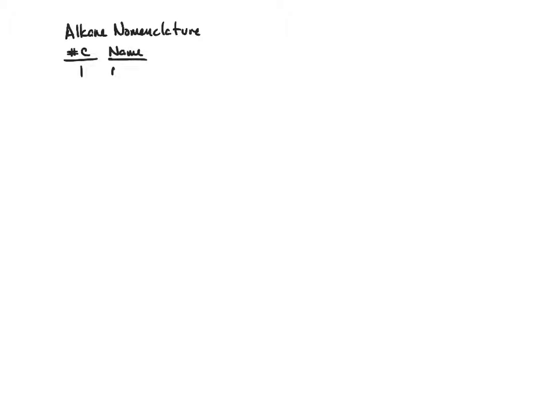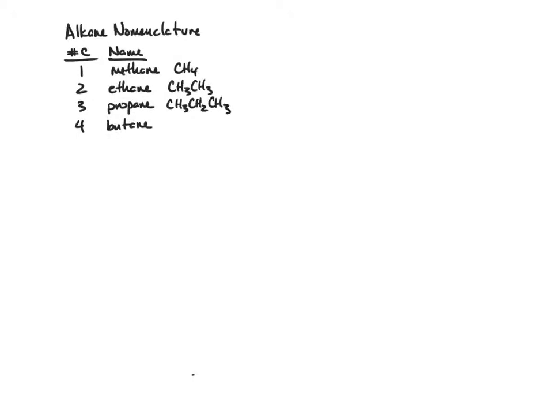for the alkane. So this is methane. So CH4. 2 is ethane. We have CH3, CH3. 3 is propane. CH3, CH2, CH3. 4, C4 is butane. CH3, CH2, CH2, CH3.